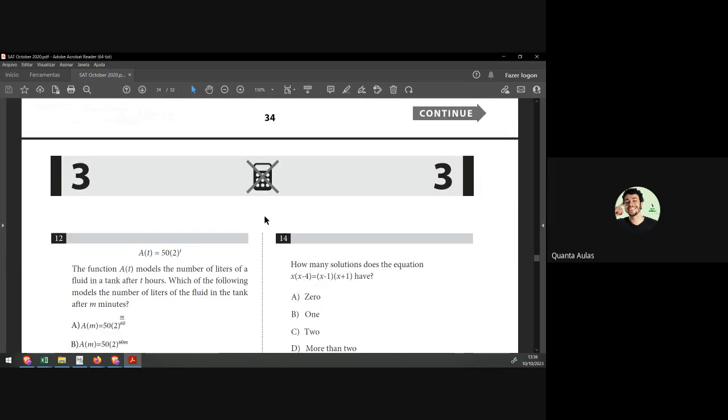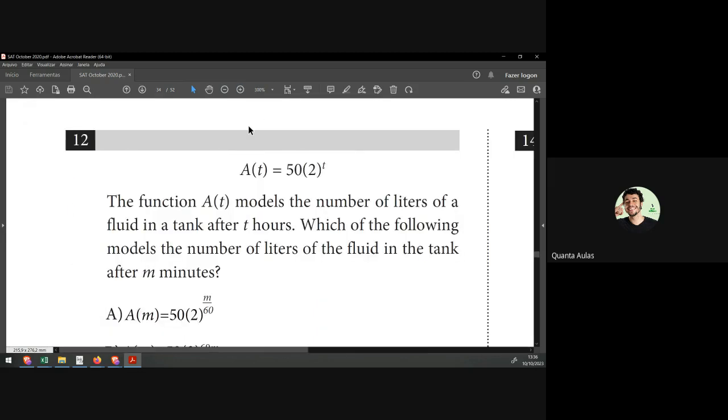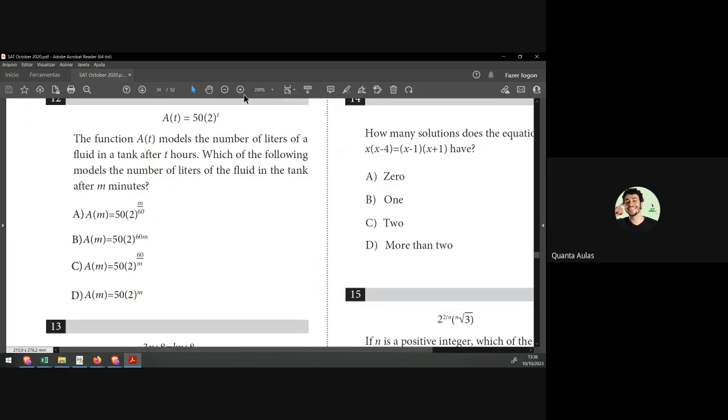Easy. The system is very easy in SAT. Sometimes you need to subtract the equation. Sometimes you need to isolate some letter. You always need to look at the equation before doing the math, okay?